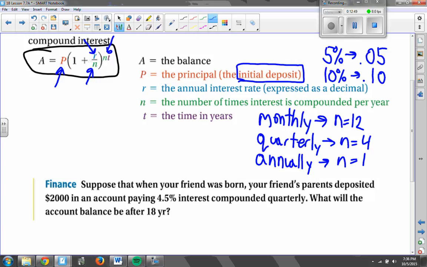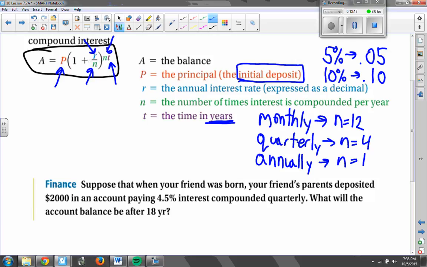And then the last one, t, is the number of years. Time in years. So how many years have gone by since we started? There's our t right up there. So you're going to see problems here that are going to give us most of these pieces, but they're going to ask us to find an amount.